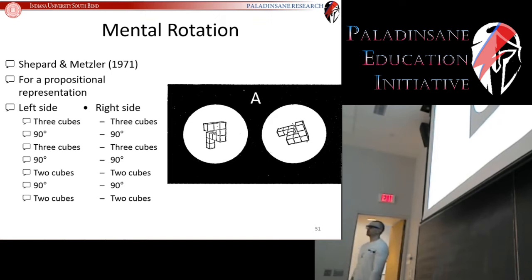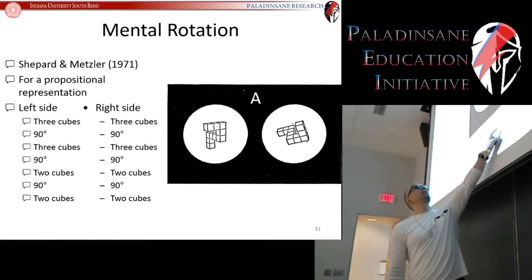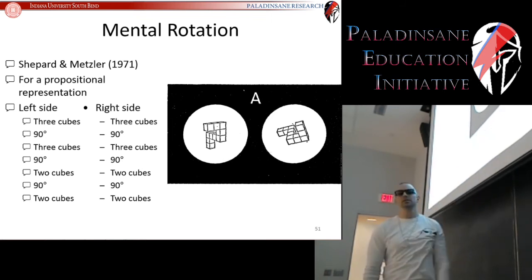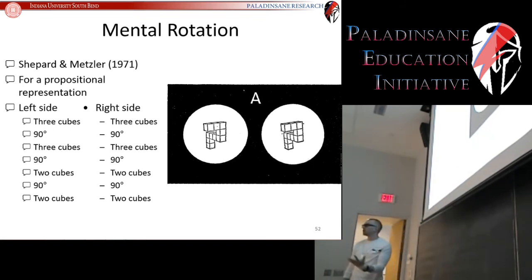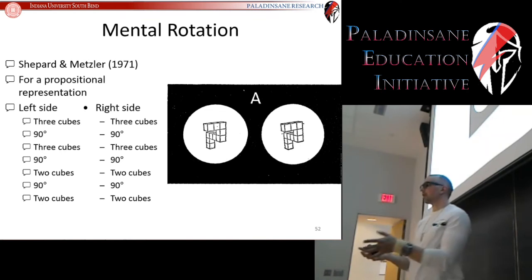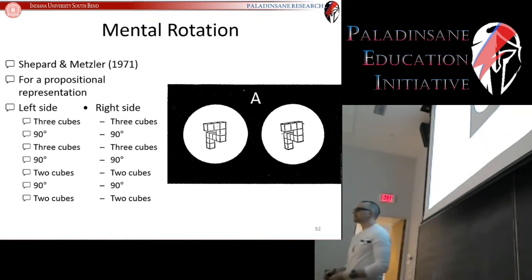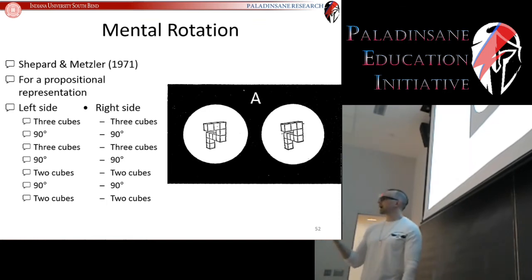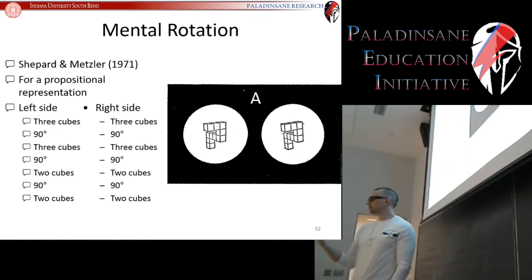That's a propositional representation. Notice that it doesn't matter whether they're rotated like this or whether they're not rotated at all. You still have to go through your checklist, the entire checklist, to determine with a propositional representation, are they the same or are they different? So with a propositional representation, your reaction time, your ability to do this task, should not be affected by how rotated the objects are.